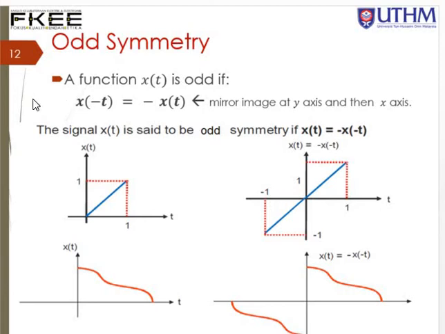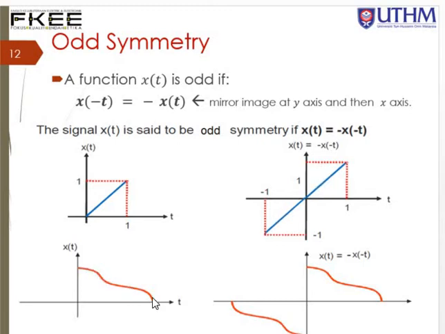So this one is a mirror image at the y-axis and then a mirror image at the x-axis again. Let's say this is the signal x(t) on the right-hand side. Mirror image at the y-axis, so this signal will go to here. And then mirror the image again at the x-axis, so here. So this one actually is an odd symmetric, odd symmetric.